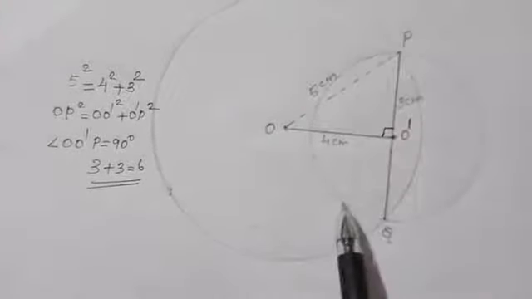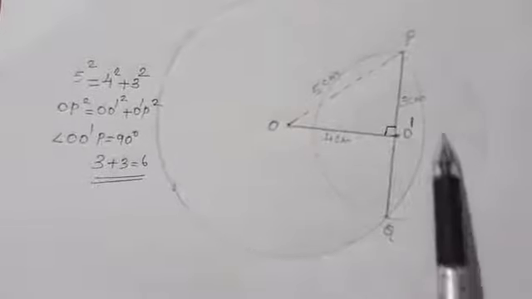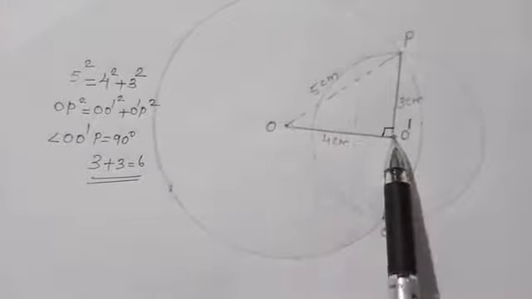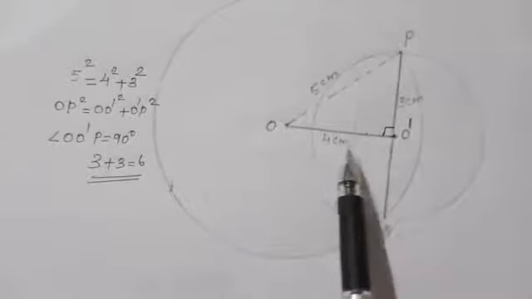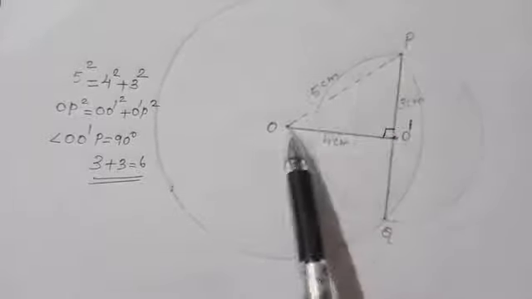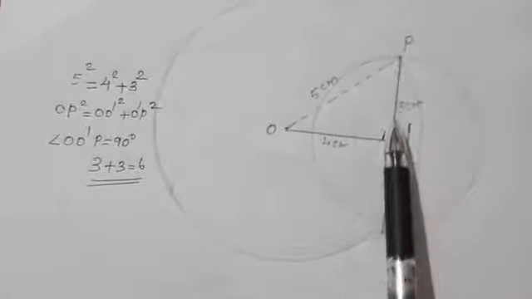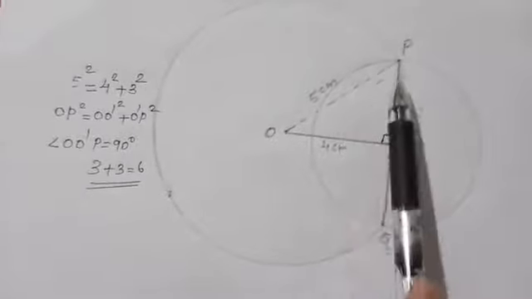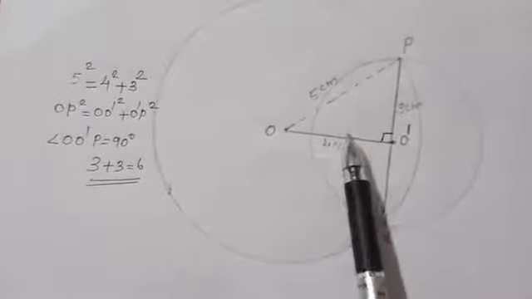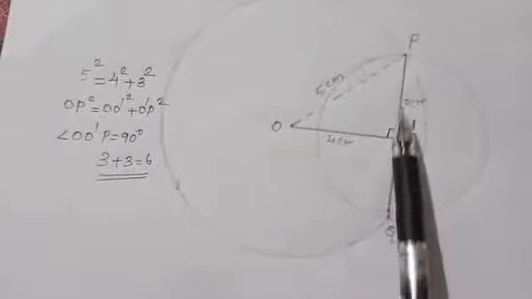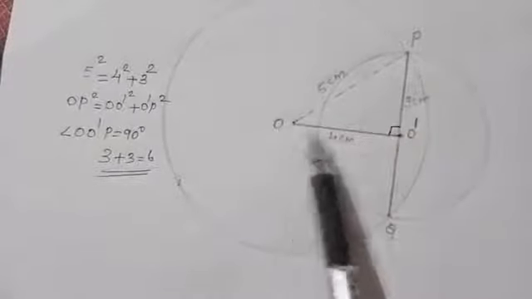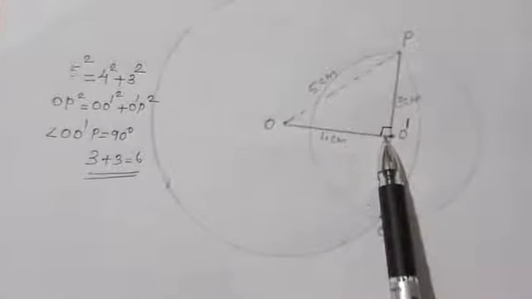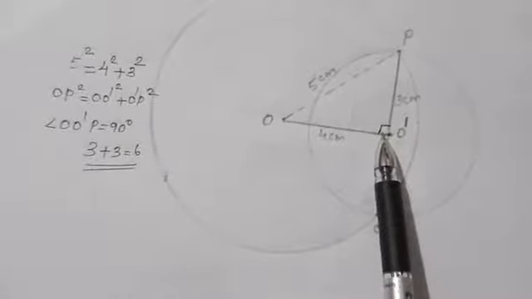So according to the question, this is a 5 centimeter radius circle and another circle with the radius 3 centimeters, and their centers are at a distance of 4 centimeters. Now join this OP and the common chord PQ. Now consider this is a right angled triangle. Suppose 5 square equals 4 square plus 3 square. That means OP square is equal to OO dash square plus O dash P square. That means angle OO dash P is 90 degrees by the converse of Pythagoras theorem.